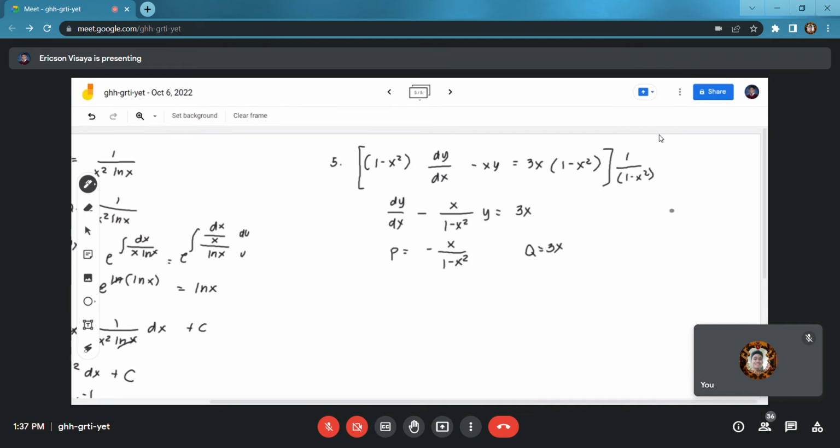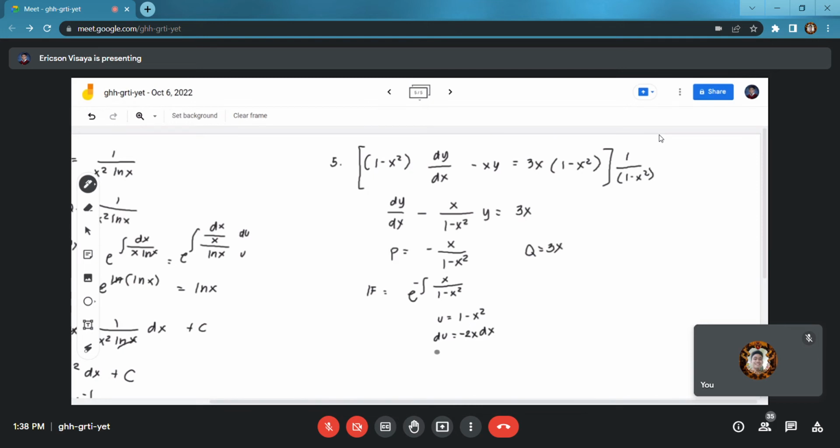Okay, so pagkatapos nito, kunin natin yung IF natin, integrating factor. I-raise to the integral of P natin. P natin is negative, so nilabas na natin ang negative: negative x all over 1 minus x squared. Bali dito, ang u natin, u is equal to 1 minus x squared. Ang du natin is equal to 2x dx. Tama. Kailangan, negative 2x dx.